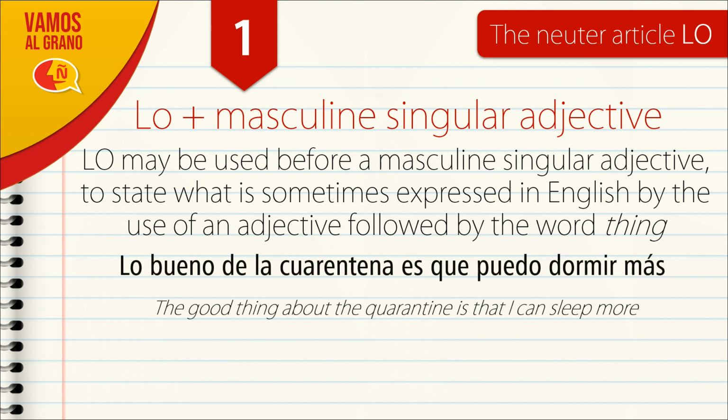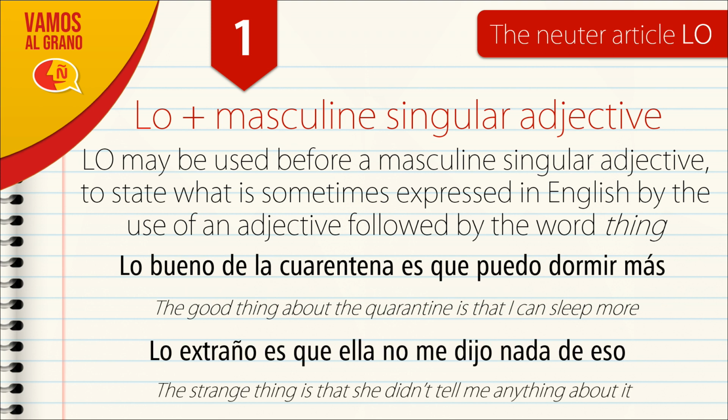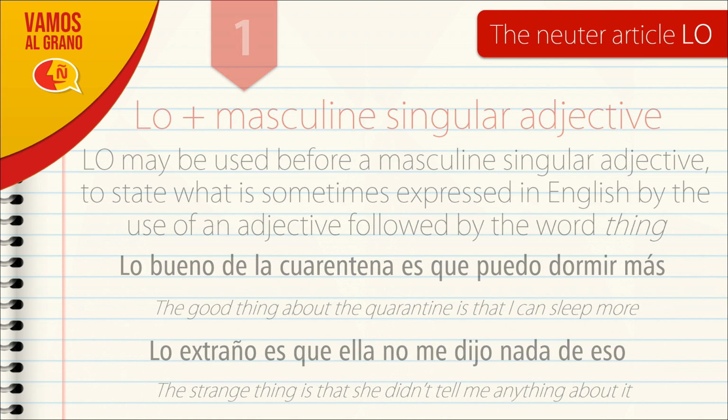Lo bueno de la cuarentena es que puedo dormir más. The good thing about the quarantine is that I can sleep more. Another example. Lo extraño es que ella no me dijo nada de eso. The strange thing is that she didn't tell me anything about it. This is one of the ways. Let's go for the second way.